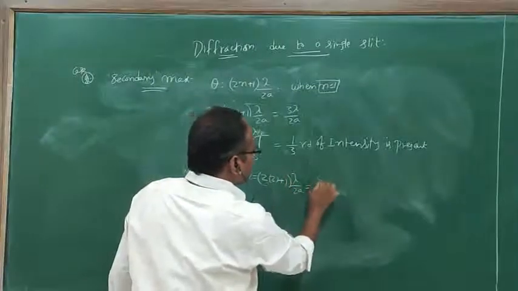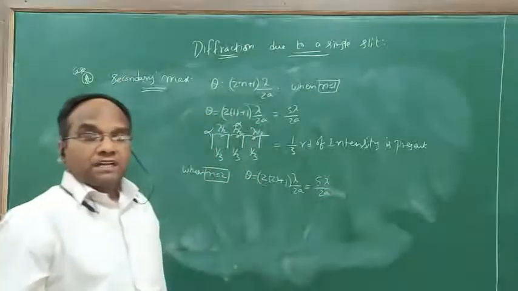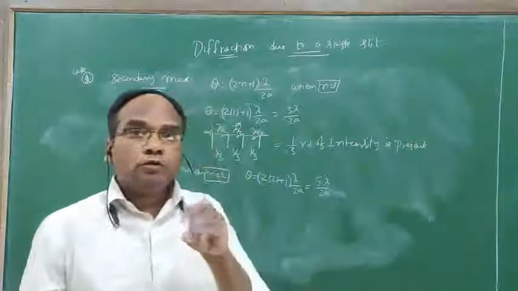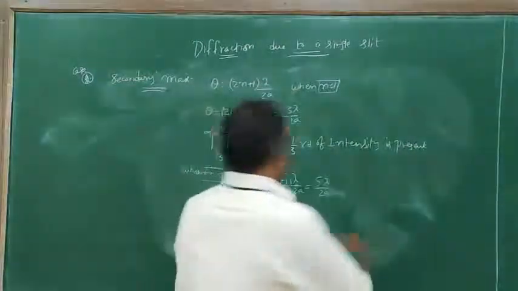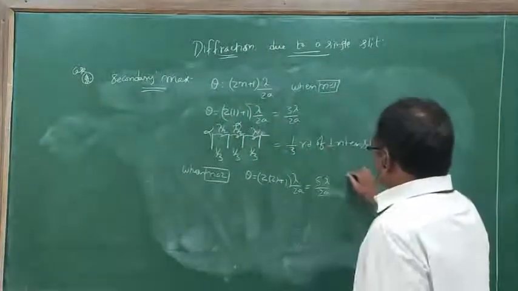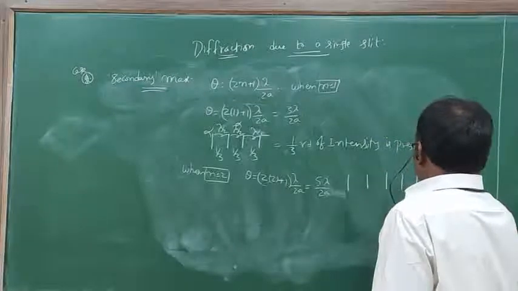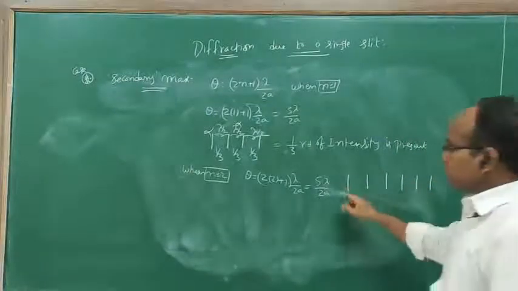That is nothing but 5 lambda by 2a. 5 lambda by 2a means the slit is divided into 5 parts. So 5 slits, not 5 times, 5 slits. So this is 1, 2, 3, 4, 5. 5 slits. So here what happens?